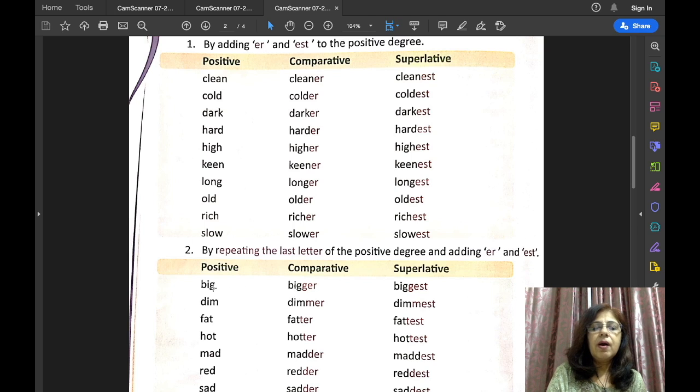By repeating the last letter of the positive degree and adding ER and EST. So, big, bigger. The last letter of the positive degree we repeat. What is the last letter of big? G. We will repeat G, it will become double G, and then we will add ER. So, this is rule number 2.